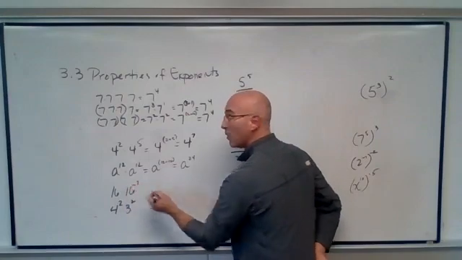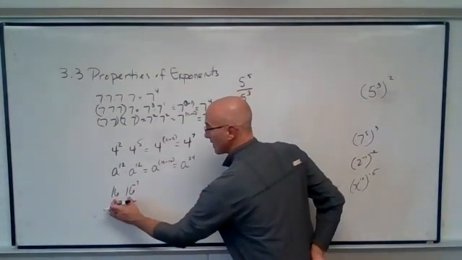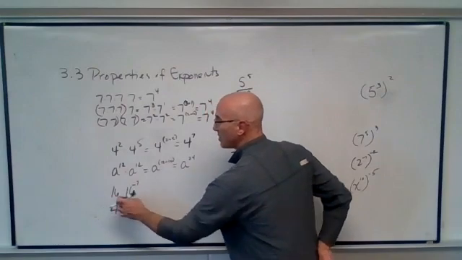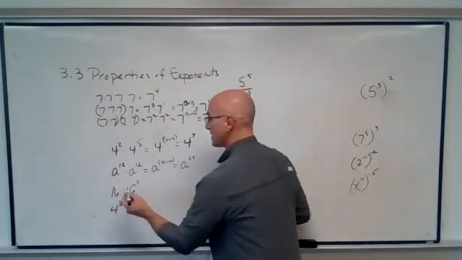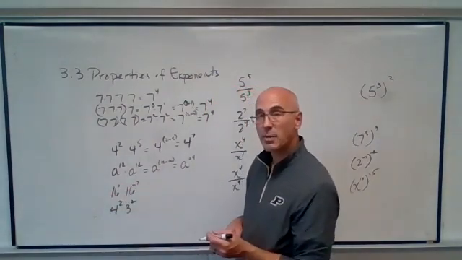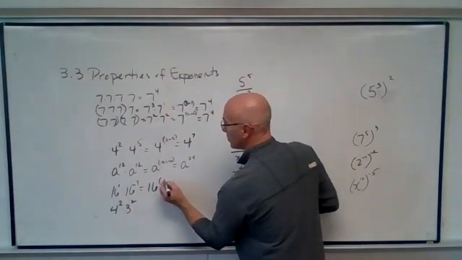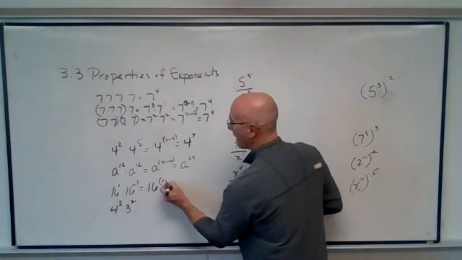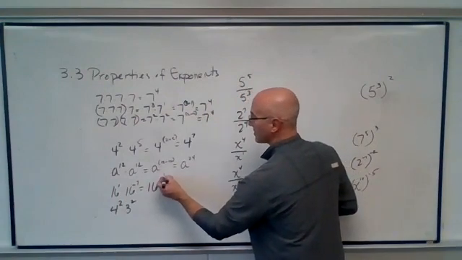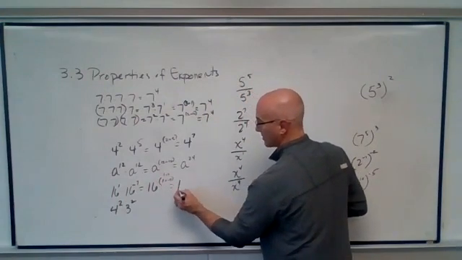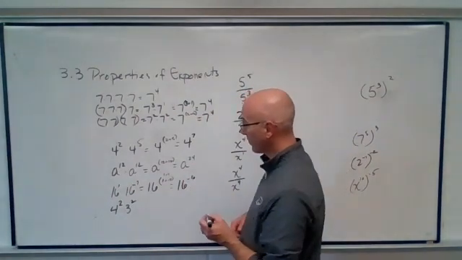We can even do that with negative exponents, as long as the bases are the same. So if we just have 16 here, we know that that is the same as 16 to the 1st power. So now we have 16 to the 1, and then we're going to add a negative 7, or 1 minus 7, that's the same thing. So we have 16 to the negative 6th power.